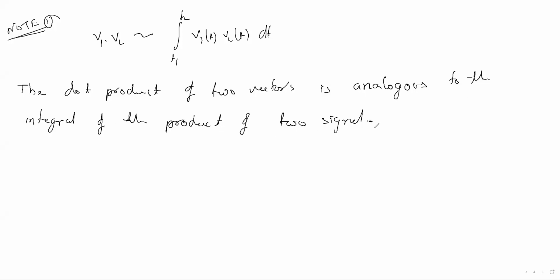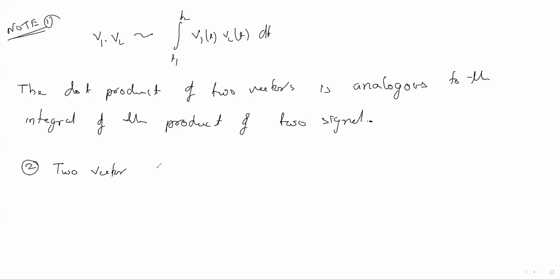This is an analogy. Another analogy I have already said: two vectors are orthogonal if their dot product is 0, and two signals are orthogonal if their integration is also 0. You can write that too, because they may ask what is the analogy between vector and signal. You should write these 2 points if it carries only 2 marks. So you can write like that.